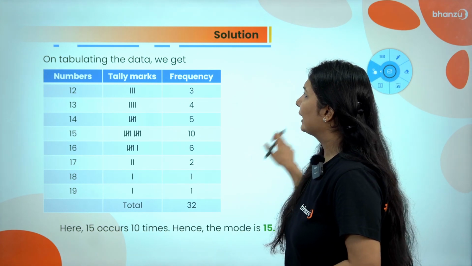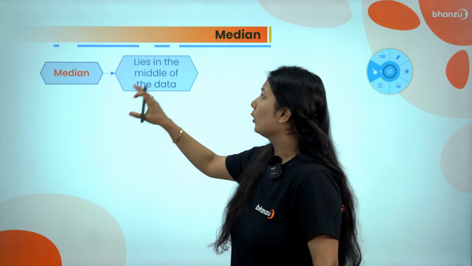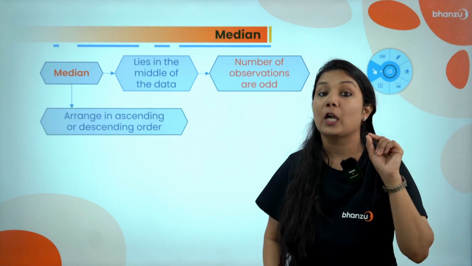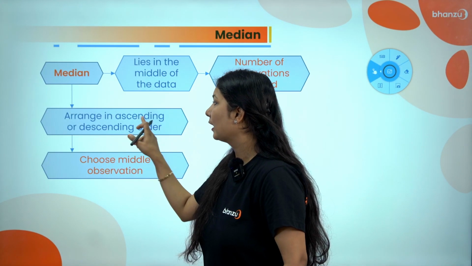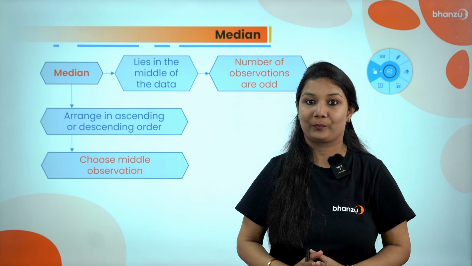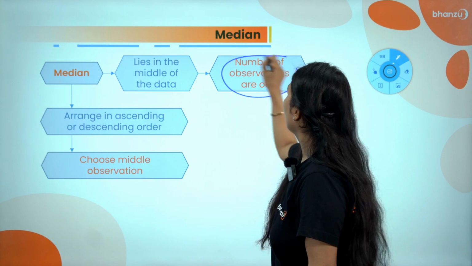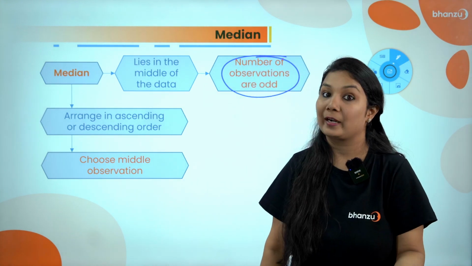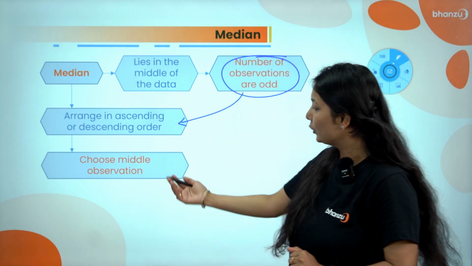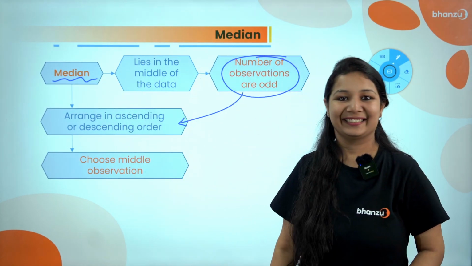So let's move ahead and see median. What is median? Now median is that observation which lies in the middle of the data. First of all, number of observations should be odd, and you should arrange the data in ascending or descending order and then choose the middle observation. So the most important condition applied over here is, my dears, that the number of observations given in the question should be odd. Then what will you do? Then you will put them in ascending or descending order and then choose the middle observation. So there you will get your median, right?